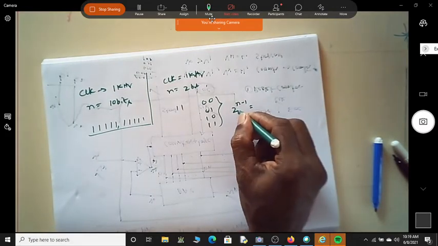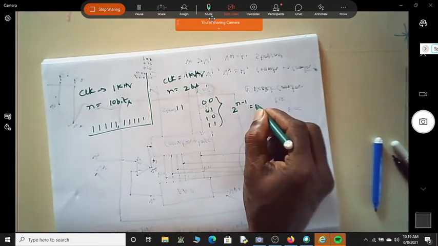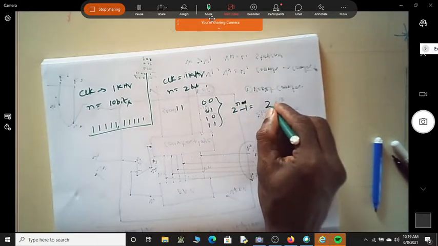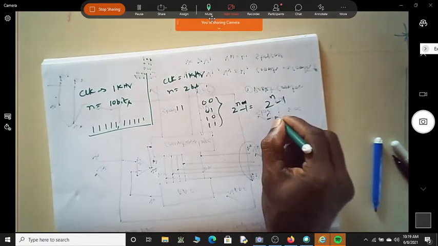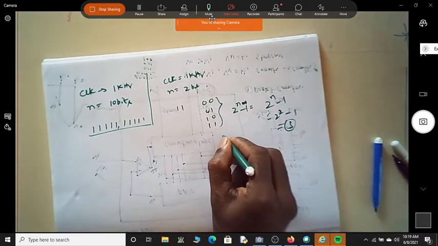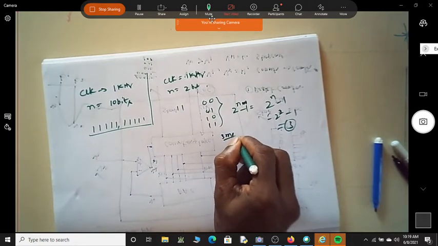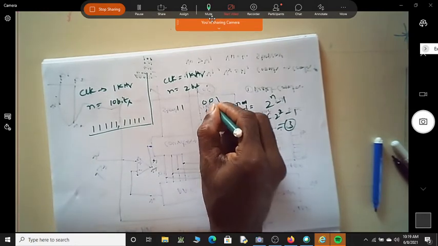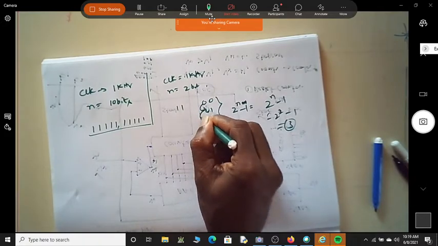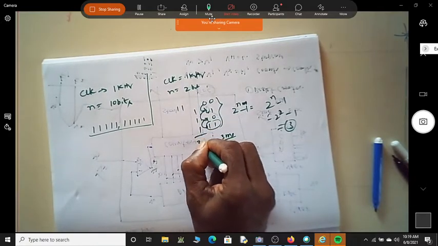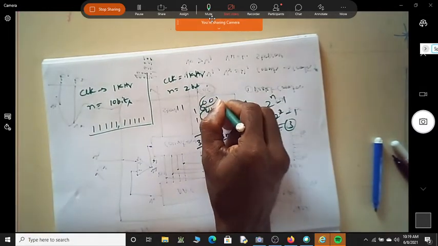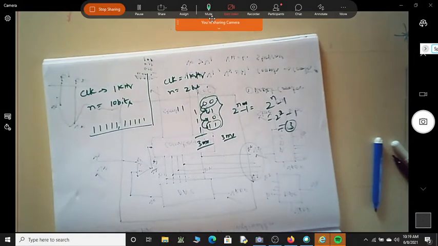Yes, sir. What is 2 power n minus 1? What is 2 power n here? 2 power 2 minus 1. Is it 3 clock cycles? Does it mean 3 milliseconds is required to get this? Can you see, from here to here 1 millisecond. From here to here it is 1 millisecond. Here to here it is 1, 1, 1, totally 3 milliseconds, because earlier 0 was existing.